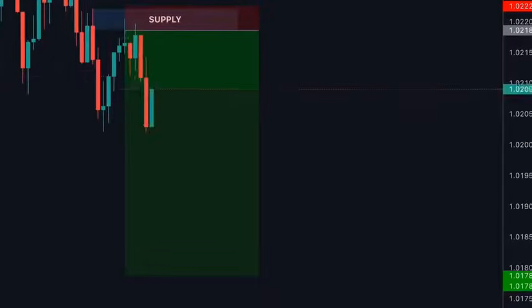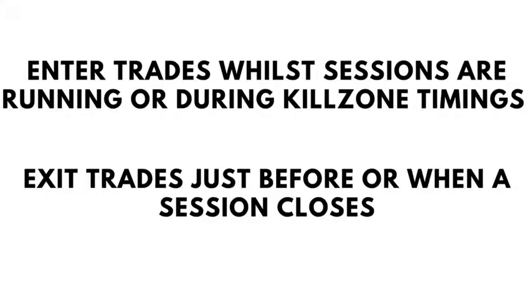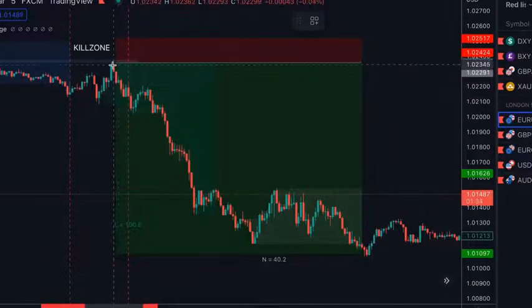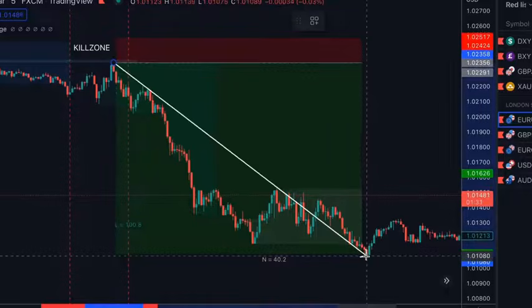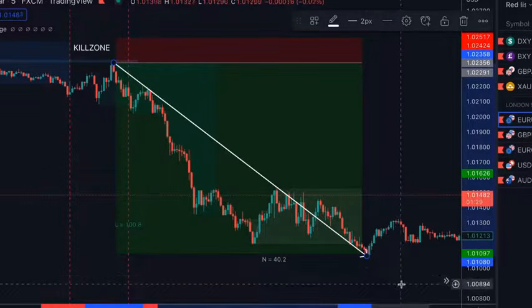So now we naturally come on to entering and exiting trades. From above, the best piece of advice is to enter trades while sessions are running or during the kill zone timings, and to exit trades just before or when a session closes. Ideally, you can hold a trade for the longest part from London kill zone to around 4 to 5 PM UK time, because after that, the volume generally dies down.